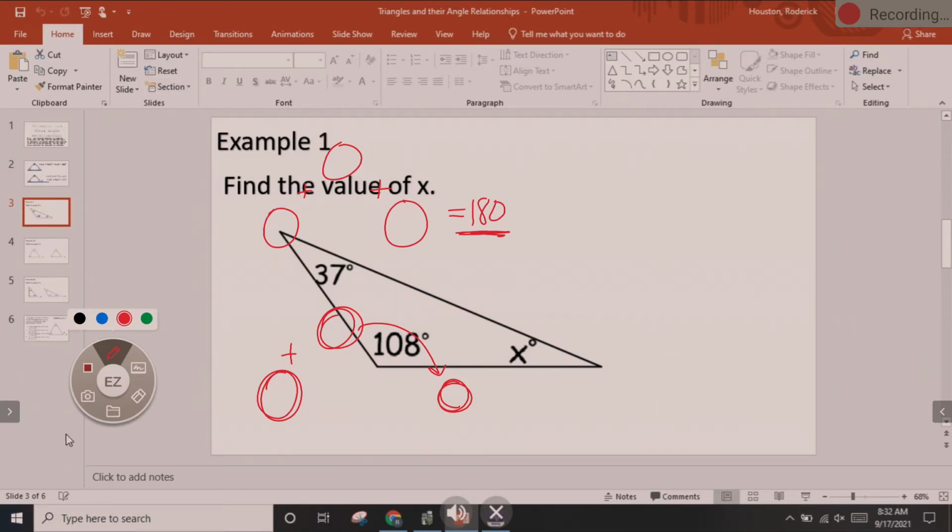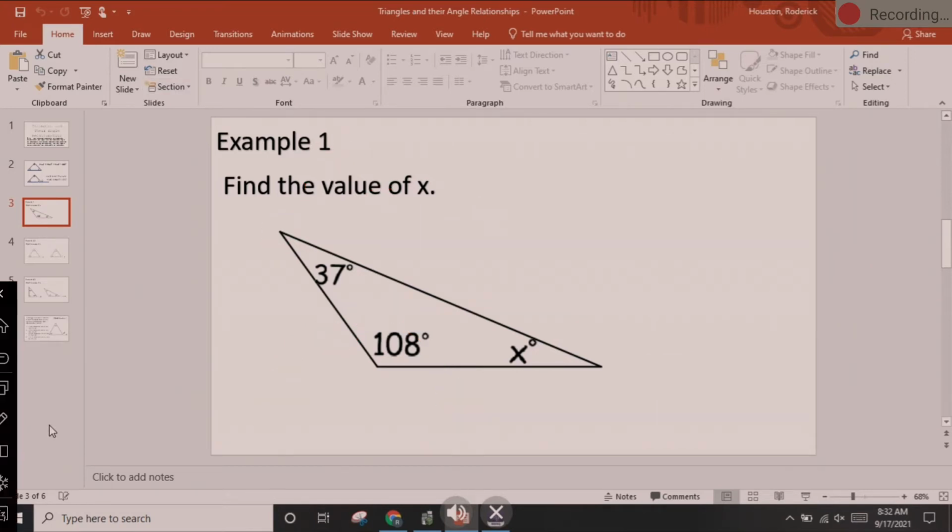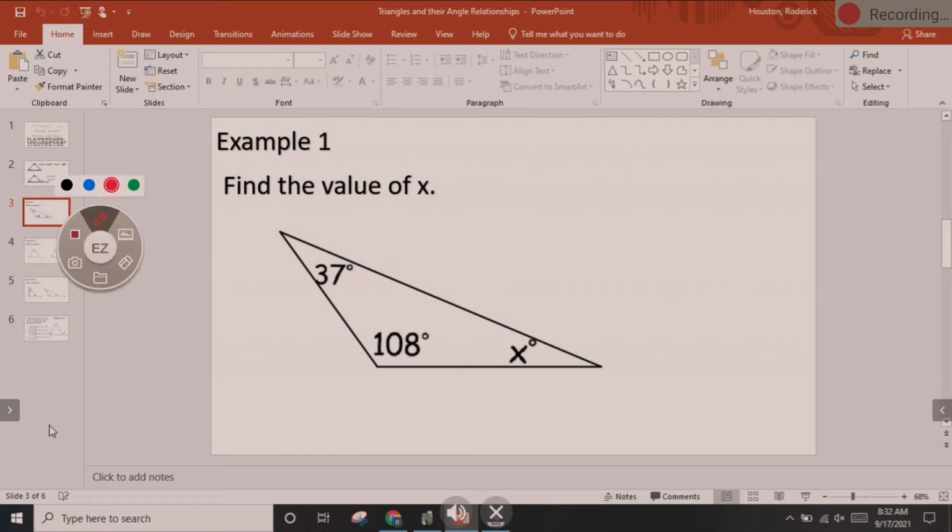Okay, here's example 1. It says, find the value of X. Okay, here's X. That's the one that's missing, the one that we don't know. So we know that this one plus this one plus X equals 180. So what I'm going to do is subtract the two angles that they have given me from 180, and whatever is left is X.